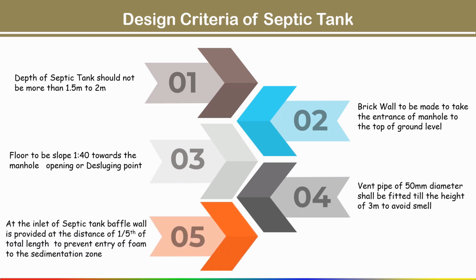Now the next is at the inlet of the septic tank. If you have seen, we have a baffle wall. Why are we providing the baffle wall? Remember, it is written here: at the inlet of the septic tank, a baffle wall is provided at a distance of 1/5 of the total length to prevent entry of foam to the sedimentation zone. That is why we provide the baffle wall.